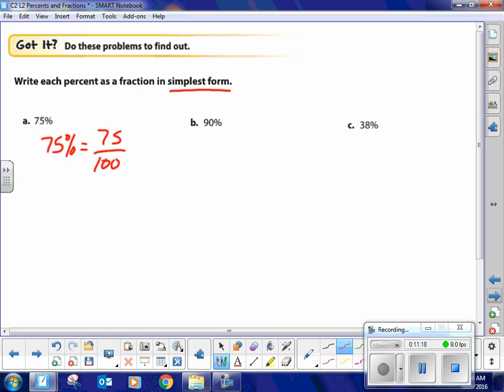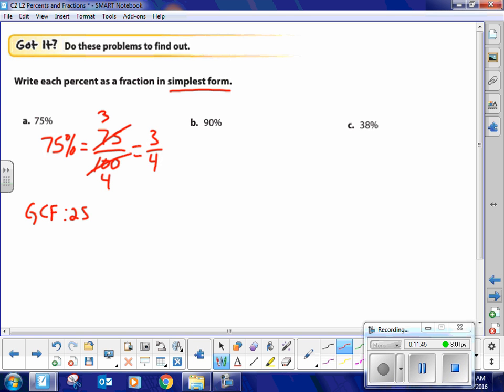So the GCF of 75 and 100 is 25, and I'm going to divide by 25. Dividing 75 by 25 turns it into 3. Dividing 100 by 25 turns it into 4. So this is equal to 3/4 after simplified. I did not go through all the rigmarole that I normally do. I'm not building these factor trees anymore. You should be able to do that on your own now.